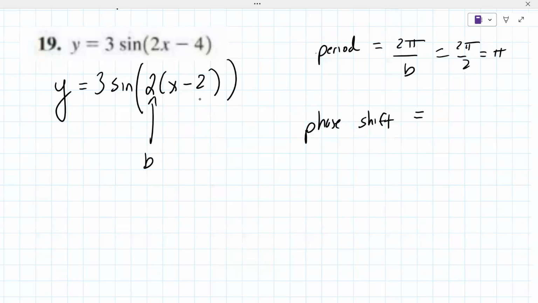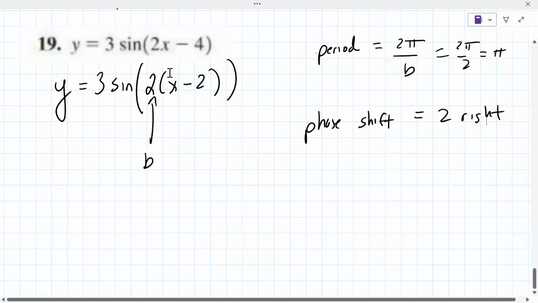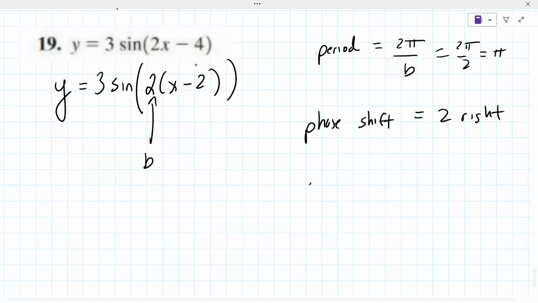All right, so the phase shift is 2 right. The reason it's 2 right is because of this 2 in here. It's just like the quadratics. It's just like the left, the right. It's just like that. So the next one, it's not this 2, it's the one inside here.